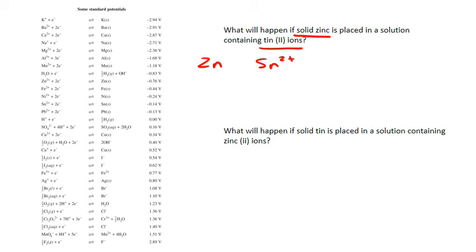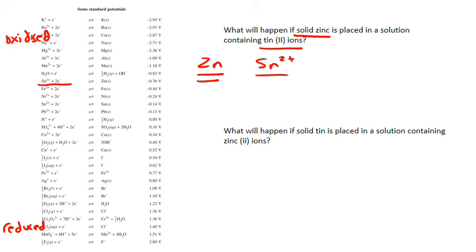All they're really asking me is, will zinc displace tin from solution? Zinc will do that if zinc is more easily oxidized. Now what's the table over here showing me? The ones at the bottom have a much higher reduction potential. They will be very easily reduced. The ones at the top are much more easily oxidized. So really, I've just got to see, is zinc higher up the table than tin? If zinc is higher up this table, then it's more easily oxidized. It will displace the tin from the solution.